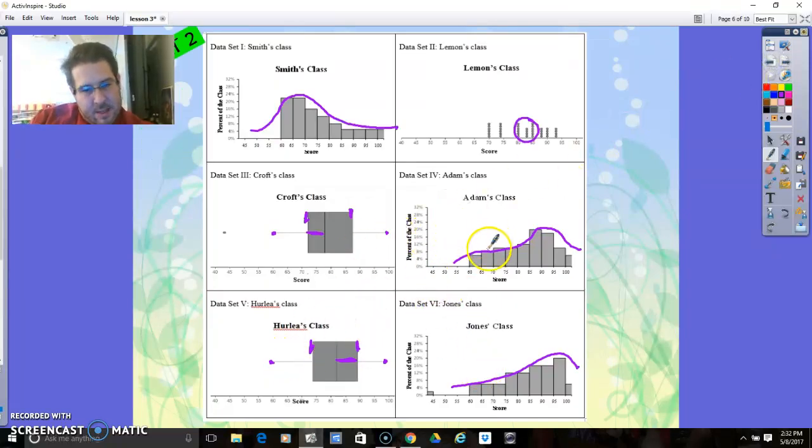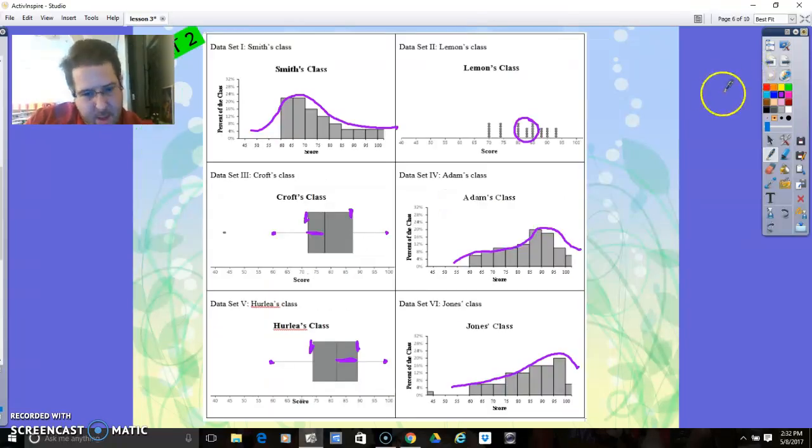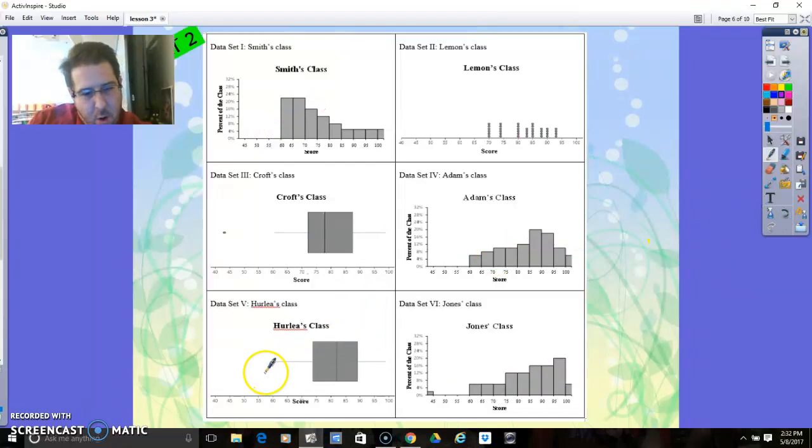Okay, it looks like data sets 4, 5, and 6. We are trying to find differences, compare data distributions. So all 3 data classes have blank. Well, it looks like they all have scores from 60 to 100. They're all fairly evenly distributed. Well, this one's definitely evenly distributed. Now, what that basically means is that all 4 quarters of the box plots are all equal in size.